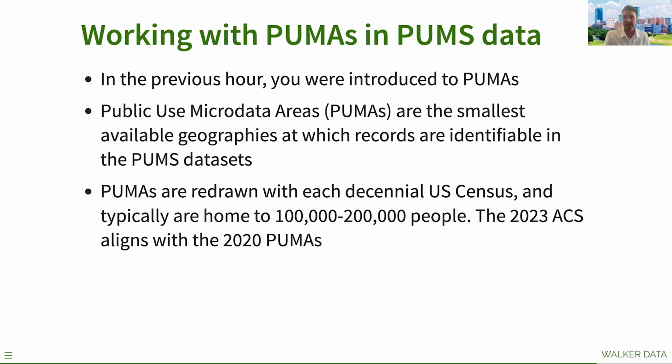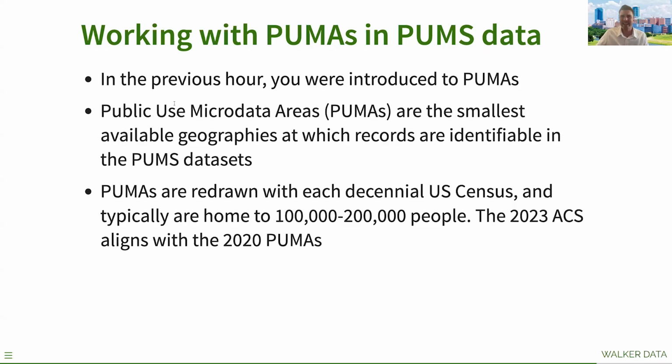PUMAs are redrawn every 10 years with each decennial census, but they tend not to go into effect until about 2 years after the decennial census. So the 2022 ACS was the first to use the new 2020 PUMAs, and so on and so forth. The 2023 ACS, which we're talking about here, also aligns with the 2020 PUMAs. What this does allow you to do is some granular geographic analysis.